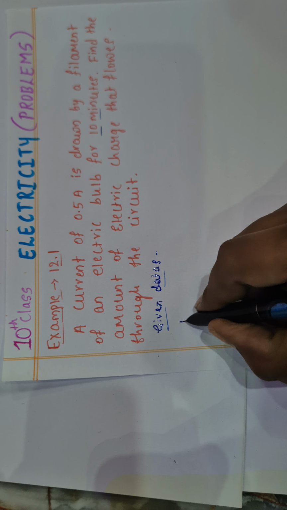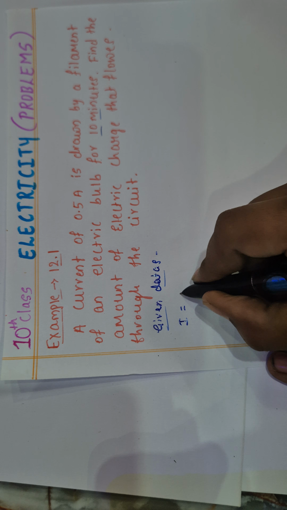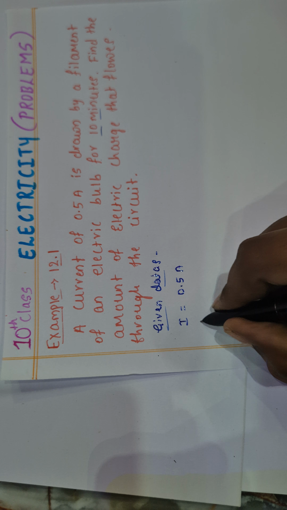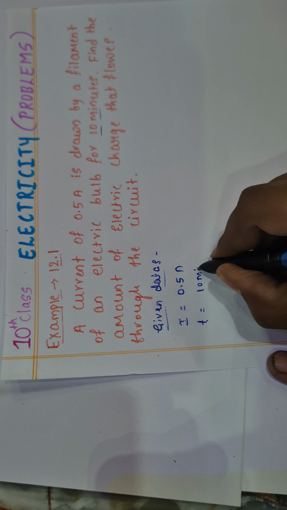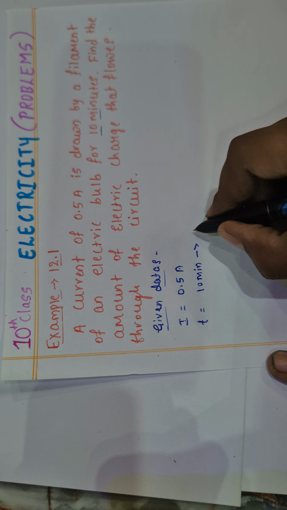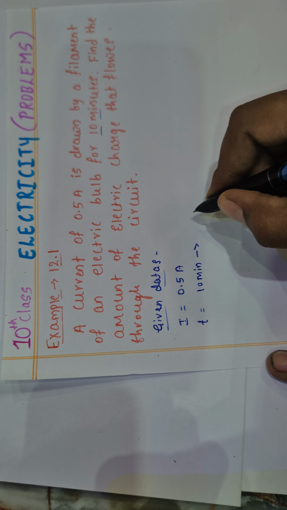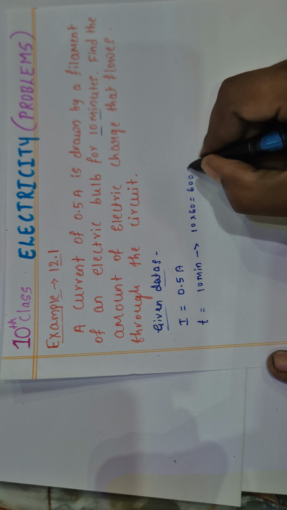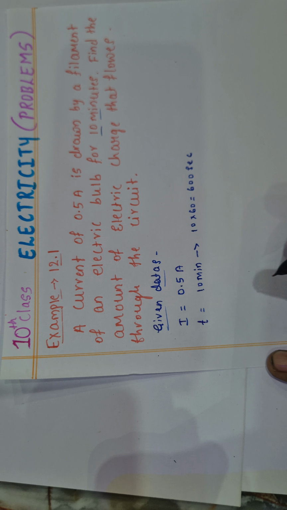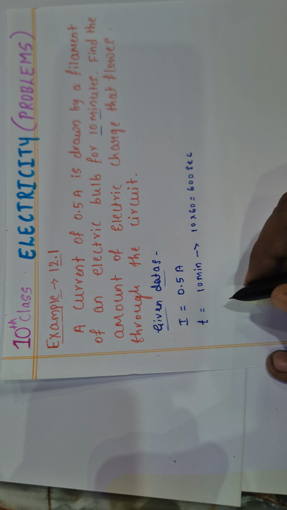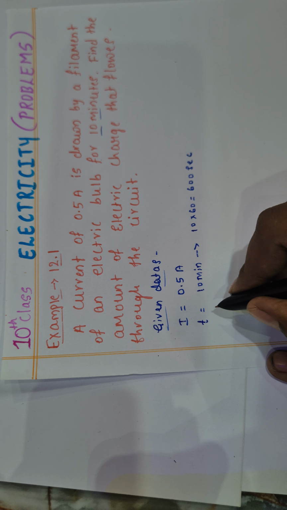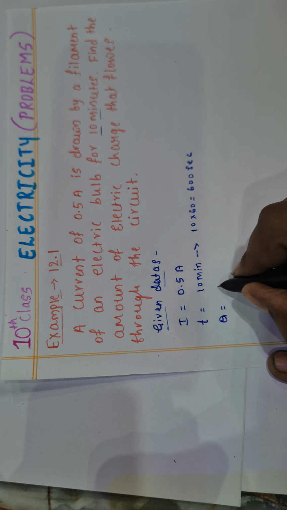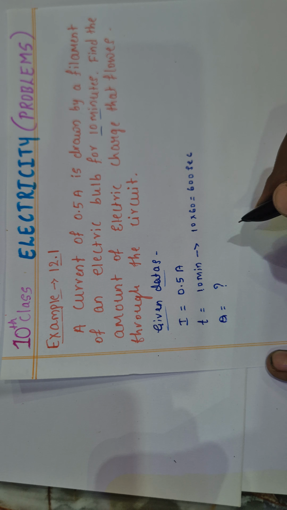The current is given, so we represent it as I. I is 0.5 ampere drawn by the filament. The time is T, 10 minutes. The time is converted into seconds. 1 minute is equal to 60 seconds, that means 10 into 60 is equal to 600 seconds. And what do we have to find? The charge Q, the electric charge in that circuit. We have to find Q.